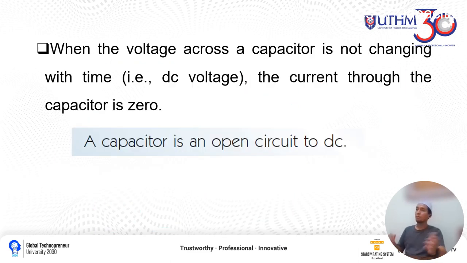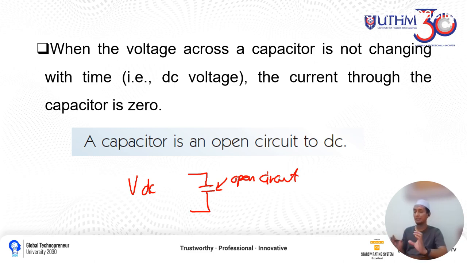Okay, so when the voltage in the capacitor is not changing with time, the current through the capacitor will be zero. That means for the capacitor to work, the voltage must change with time, yeah? So the capacitor is an open circuit to DC. So when we have the capacitor, for example, like this, and we provide the DC supply, for example VDC, then this capacitor will become an open circuit, because the voltage across the capacitor is fixed. It's not changed, right? A DC voltage is fixed.